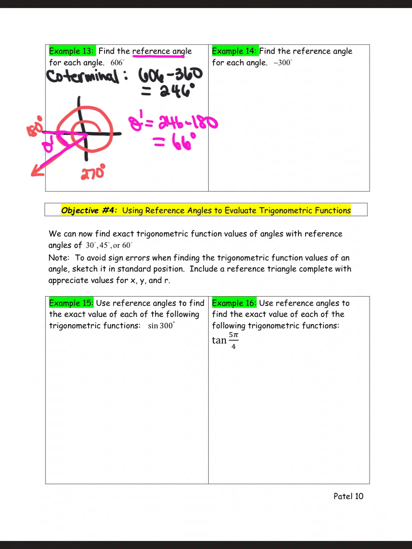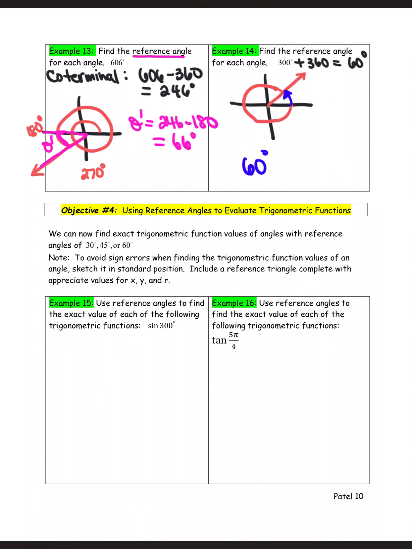Example 14, we're finding the reference angle for negative 300 degrees. If you don't like negative angles, you can always add 360. And you get that that will be 60 degrees. The only thing you have to remember is you're going clockwise, so you're going to end up at 60 degrees. And we're looking for the reference angle, which is this angle right here. And that's basically going to give me back 60 degrees because we're in quadrant 1. That little piece is 60 degrees.